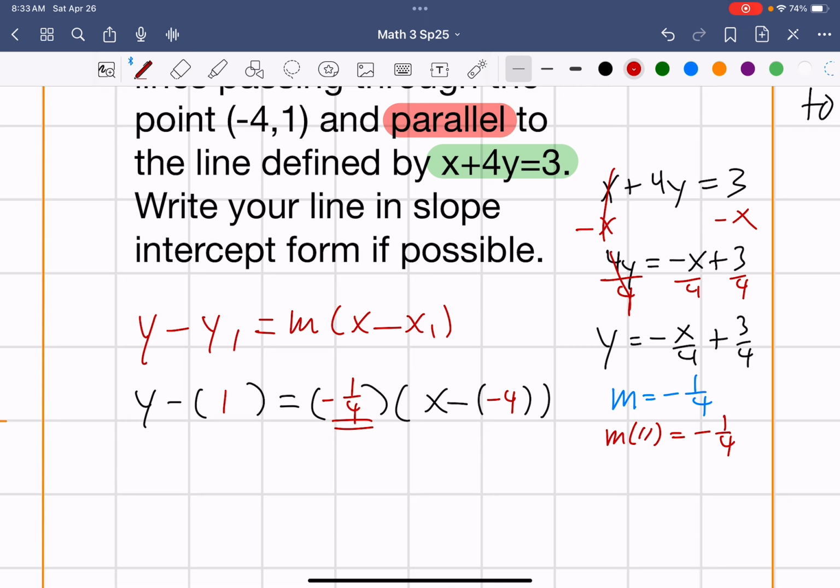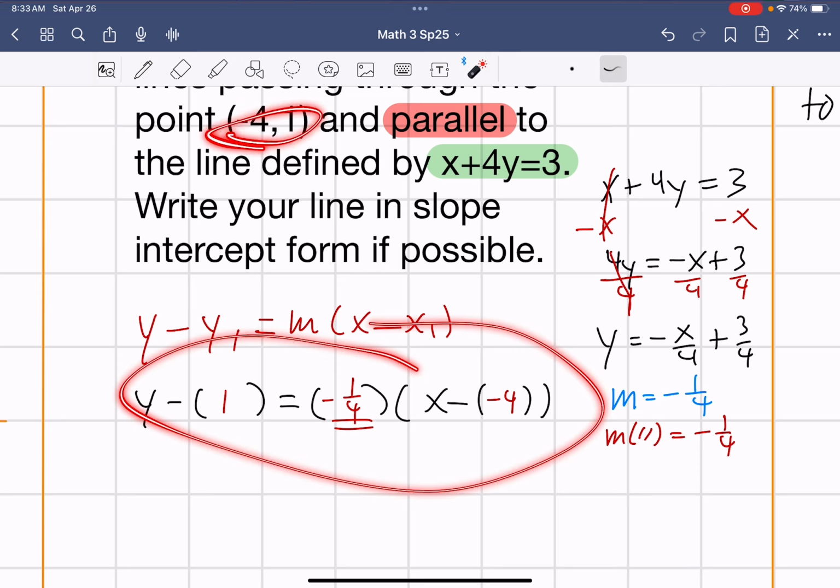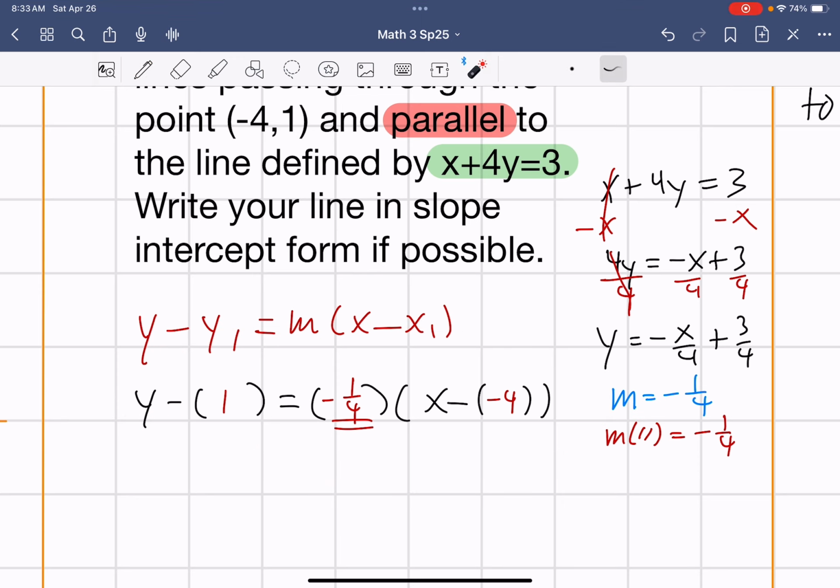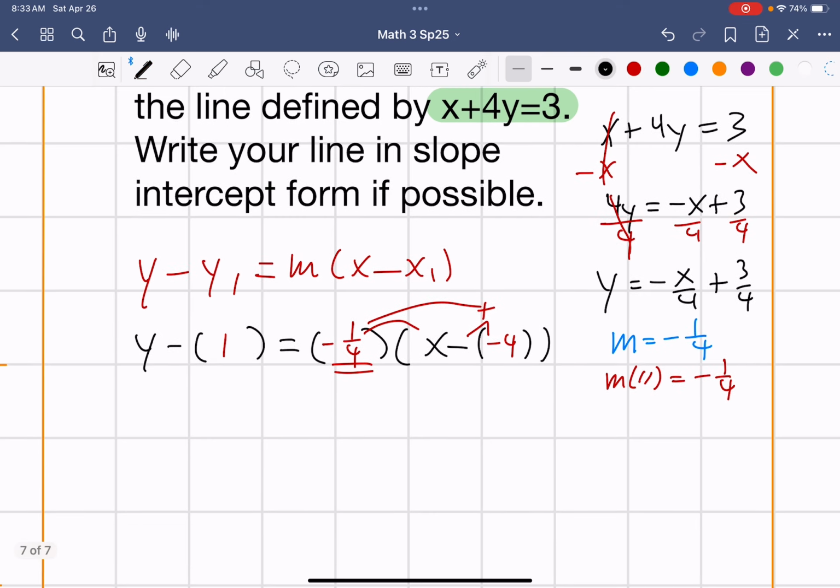And I know to be parallel, you need different y-intercepts, but that's going to happen naturally because you're using a different point. So here we go. These two negatives become positive. I'm going to distribute here. That's going to be y minus 1 is equal to -1/4 x. And then it's going to be a negative times a positive. It's going to be -1/4 times 4.